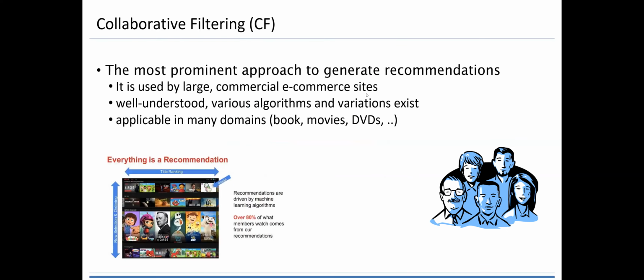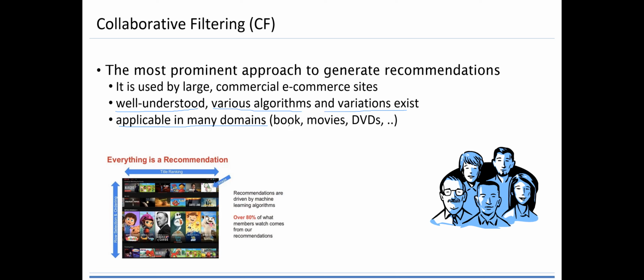So we are going to learn this collaborative filtering. Collaborative filtering is one of the prominent approaches to generate recommendations. It is used by large commercial e-commerce sites, for example, Netflix uses collaborative filtering. It is well understood because it is easy to understand. There are various algorithms and many variations, and it is applicable to many domains.